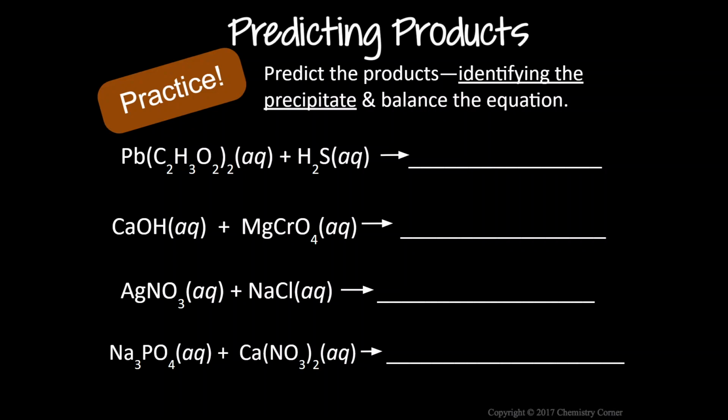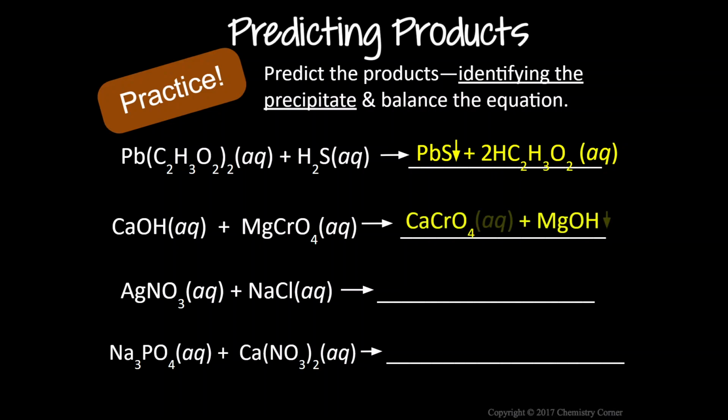All right, let's take a look at our answers. Lead sulfate and acetic acid. Acetic acid is aqueous, and lead sulfate is a precipitate. In this case, calcium, let's see, I think that's permanganate. I need to double check. And magnesium hydroxide. Your hydroxides are not soluble with magnesium.